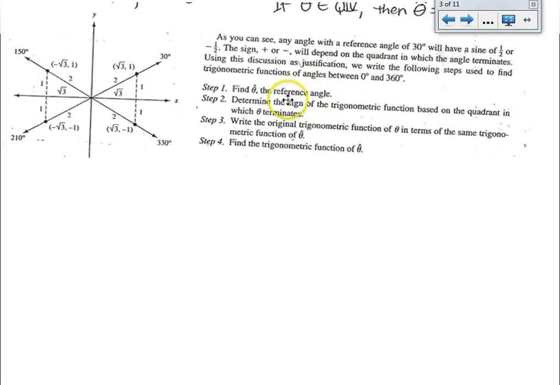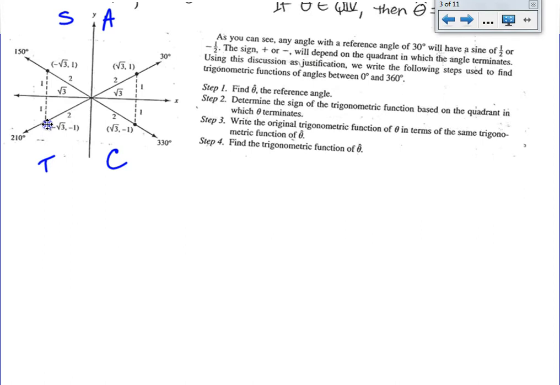We've actually done this. So as you can see, any angle with reference angle 30 degrees will have a sine of 1/2 or negative 1/2, and that's because these are all related to each other. So if this is positive 30 degrees, its sine is 1/2. But if you go over in this quadrant, it's also 1/2, but remember, All Students Take Calculus, the little mnemonic device, so sine is positive in quadrant 1 and 2.